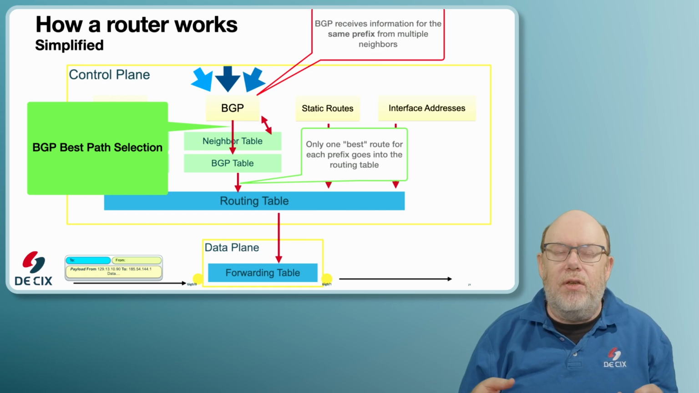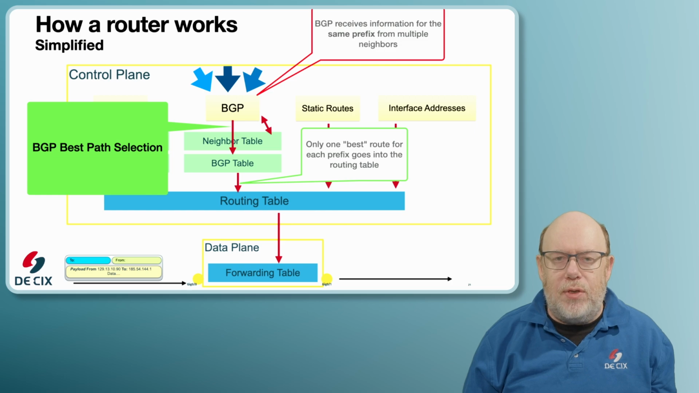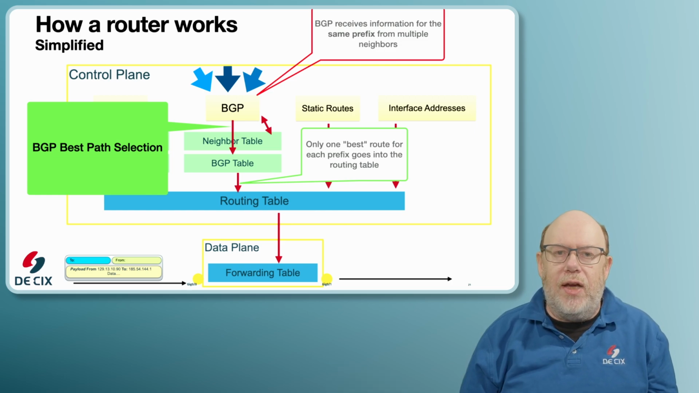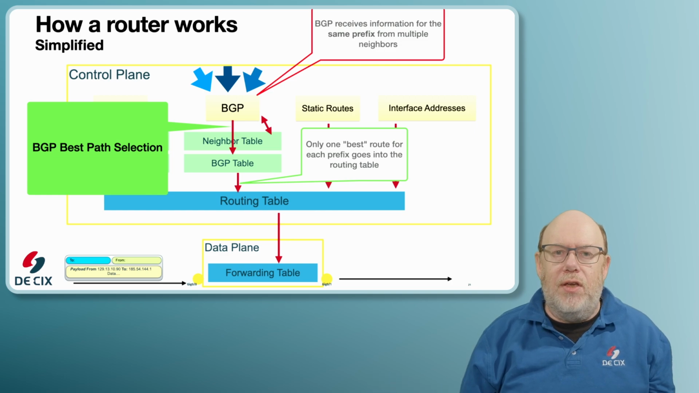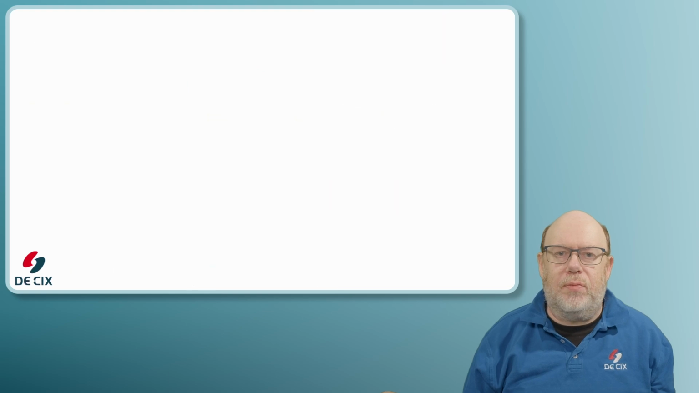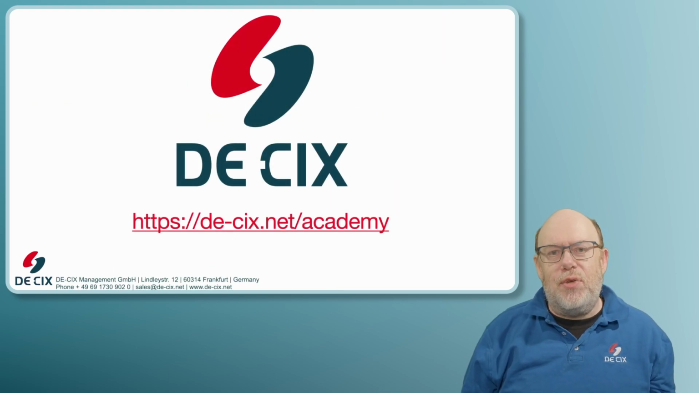For the moment, just remember, BGP announces prefixes to neighbors, BGP receives prefixes from neighbors, and you can receive information about one and the same prefix from multiple neighbors, and BGP needs to decide which of them is best. And that's it for today.